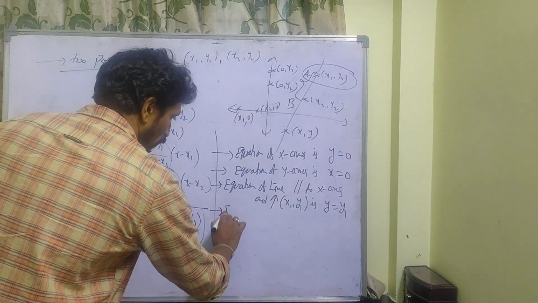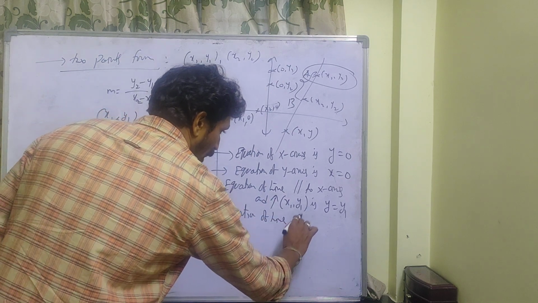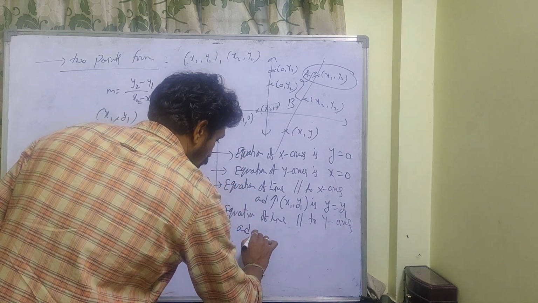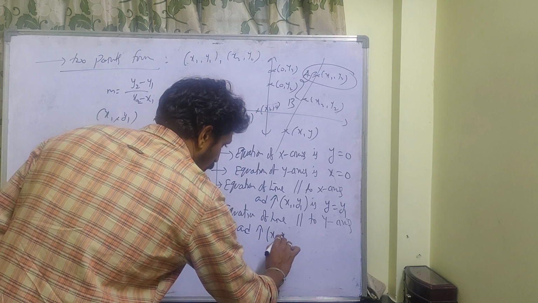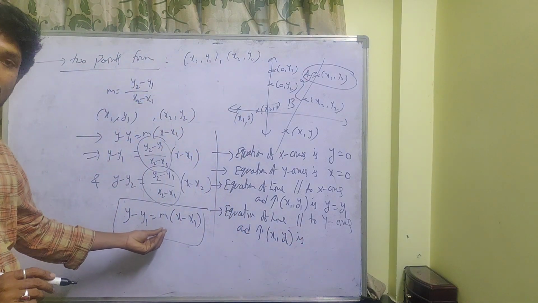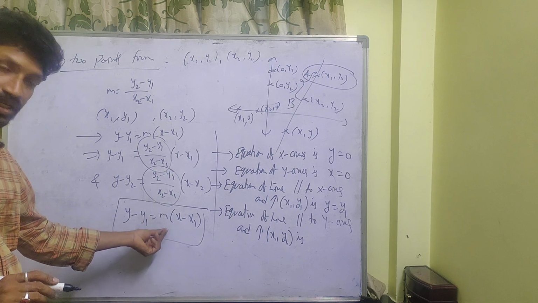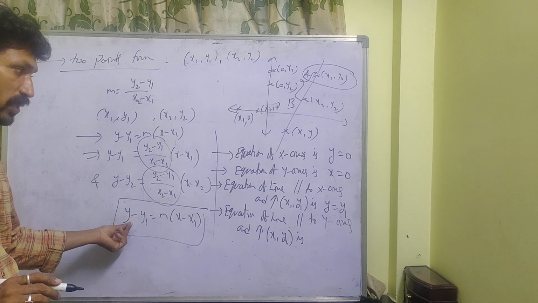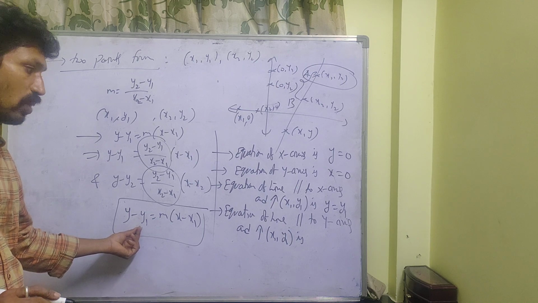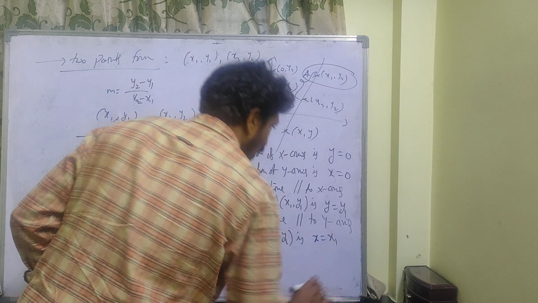Okay, next, the equation of a line parallel to the y-axis and passing through some point (x1, y1). The line parallel to the y-axis has slope undefined, 1 by 0. 1 by 0 means cross multiplication; 0 into anything is 0. That means we have x minus x1 is equal to 0. That means what can I write? x is equal to x1. It is x is equal to x1.